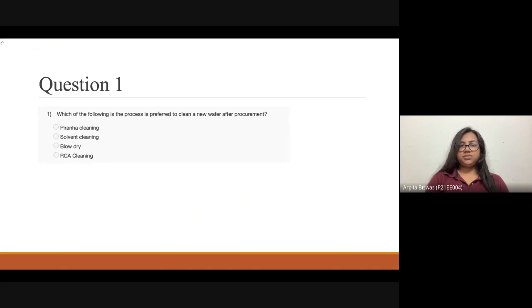So let's start the session. This is question number 1. Which of the following processes is preferred to clean a new wafer after procurement? First is the Piranha cleaning process. Second is the solvent cleaning process. Third option is the blow dry. And the fourth option is the RCA cleaning. So which one is the right answer? Take your time. There is no hurry, but at least try.